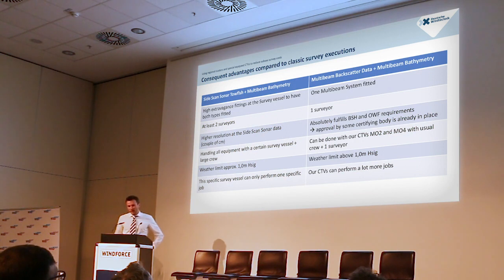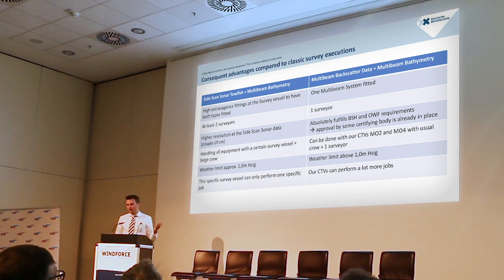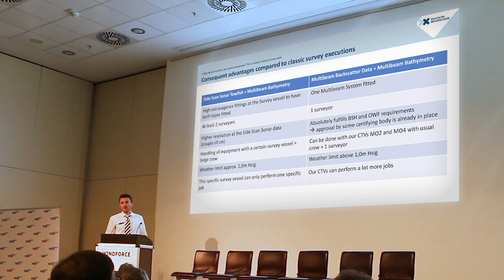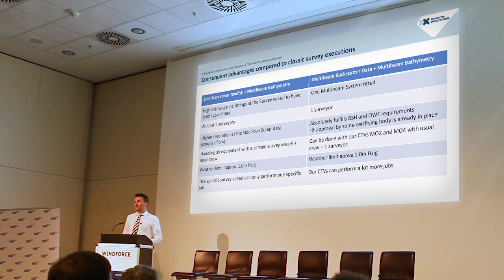So just here a quick comparison between the two executions. The main comparison is that you don't need a second unit to be at the vessel. So you just have one pure multibeam system, and you don't have so heavily cost-intensive fittings. Indeed, you therefore need only one surveyor instead of at least two, which is obviously saving some money already. And it still absolutely fulfills these age requirements.